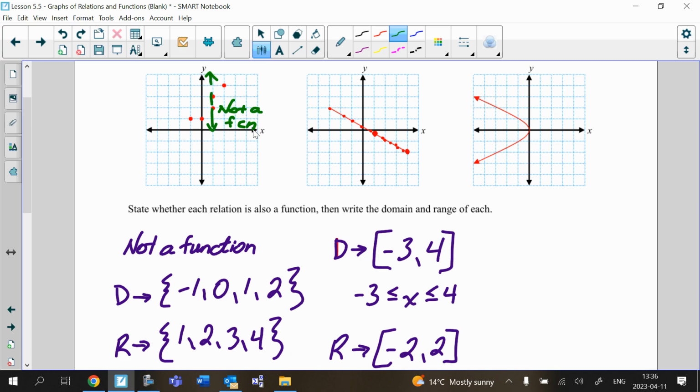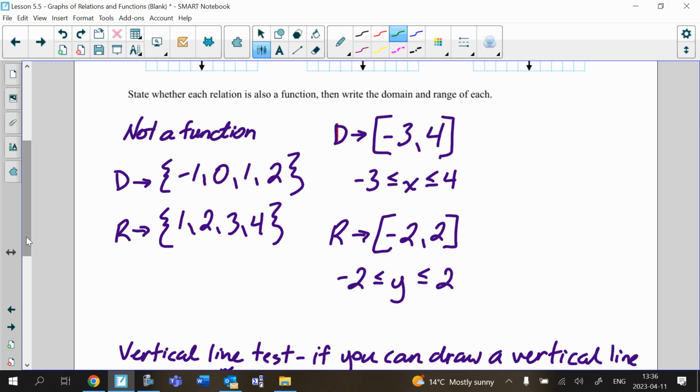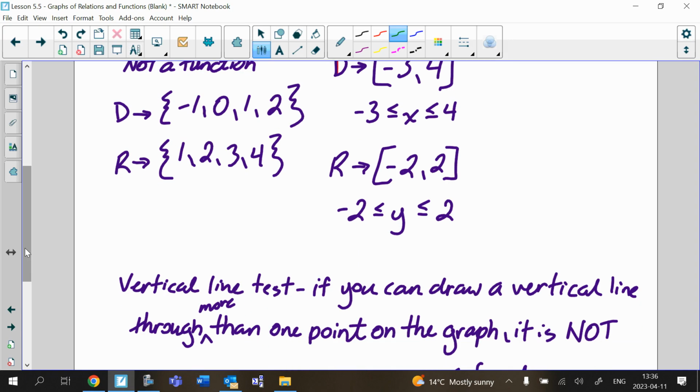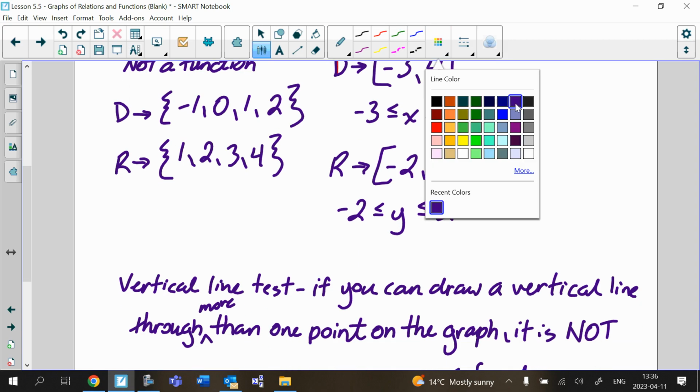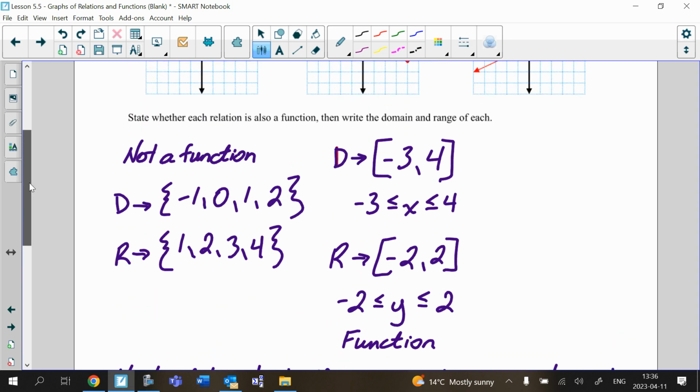All right, let's look at the third one. Is it a function or not a function? It's not a function, because I can draw a vertical line through here, I could draw it here, I could draw a whole bunch of them. So not a function.